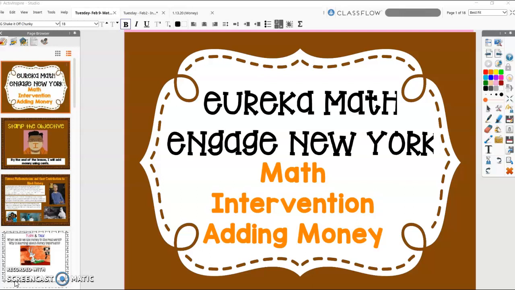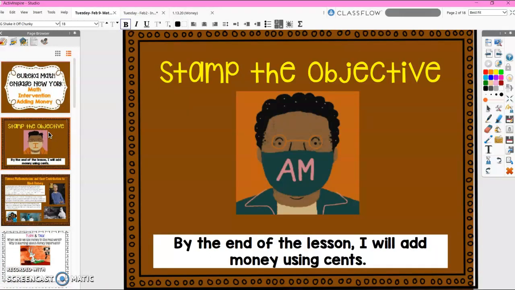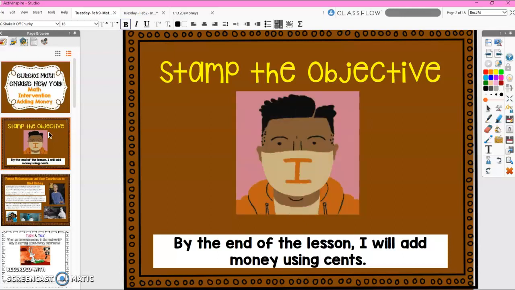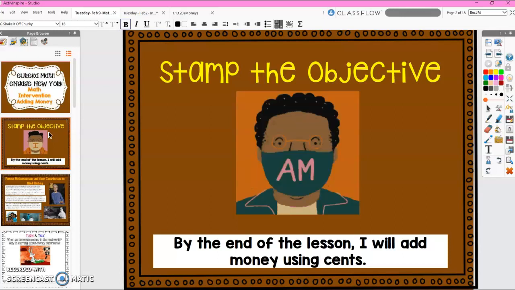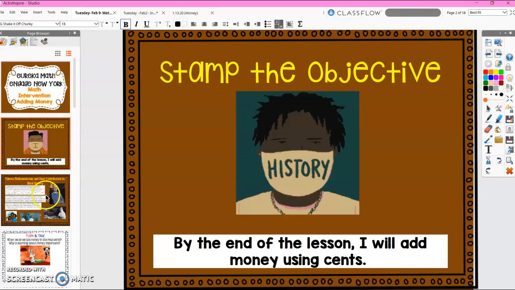And today we are going to talk about adding money. So last week you talked about coins, what coins were, and the place value of coins. And today we are going to put that into effect by adding coins. So let's get started with our objective. By the end of the lesson, I will add money using cents. So that's what we're going to be doing today. We're going to be adding coins.